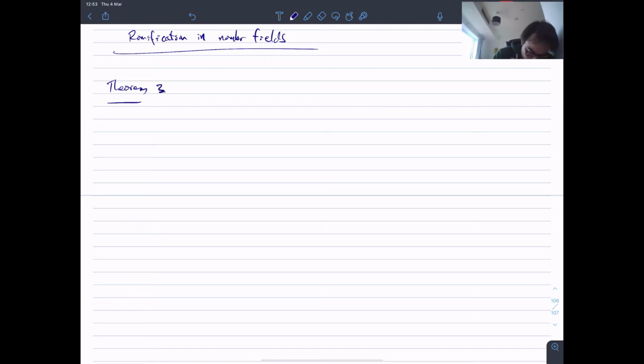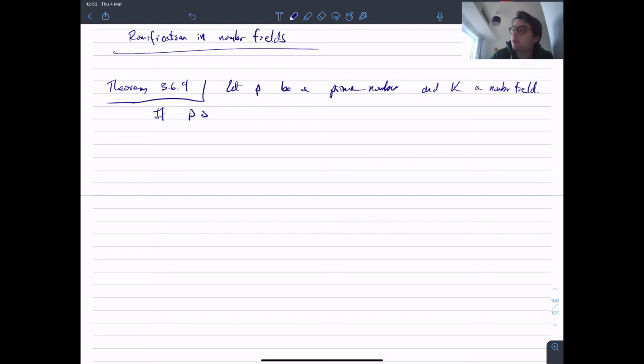which is 3.6.9. And it goes as follows. So let P be a prime number, and K a number field. Then if P is ramified in your ring of integers, then P divides the discriminant of my number field.